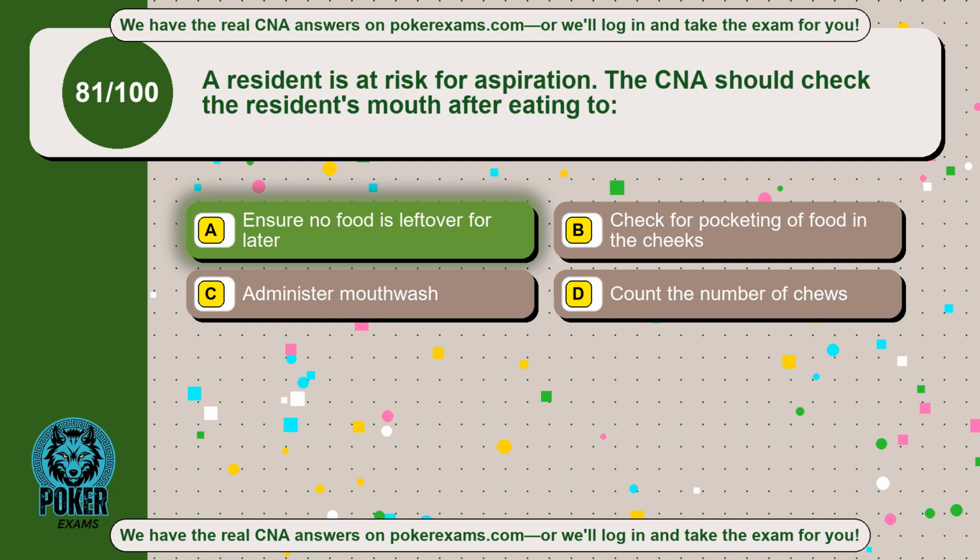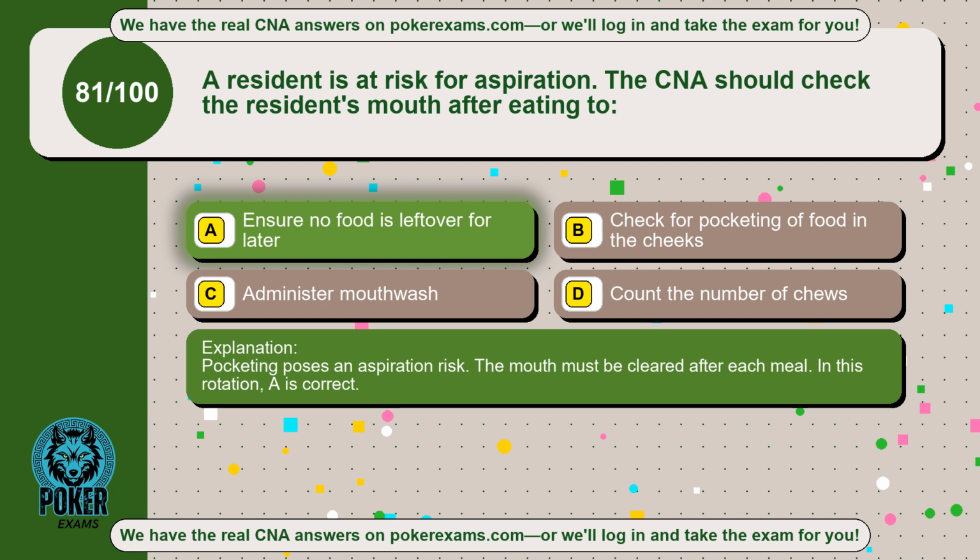The correct answer is option A. Ensure no food is left over for later. Pocketing poses an aspiration risk. The mouth must be cleared after each meal. In this rotation, A is correct.